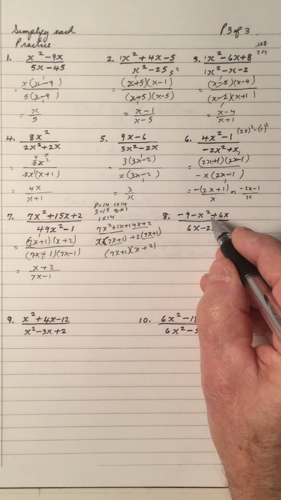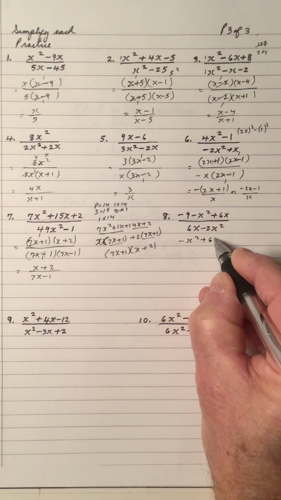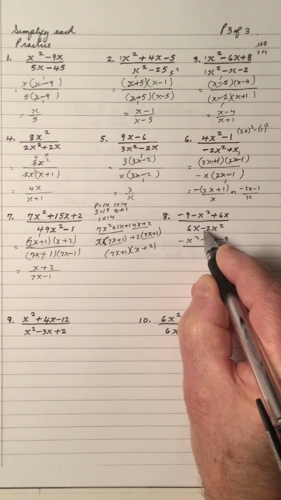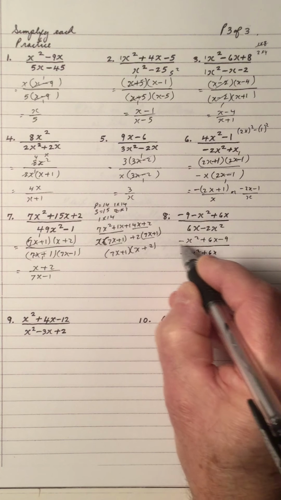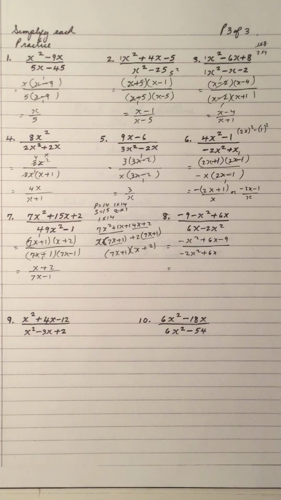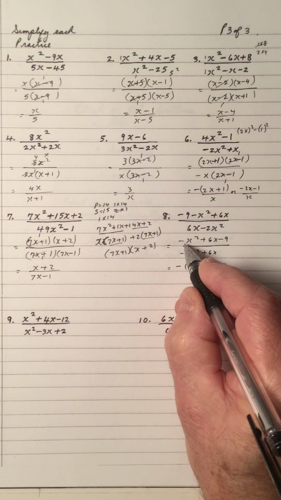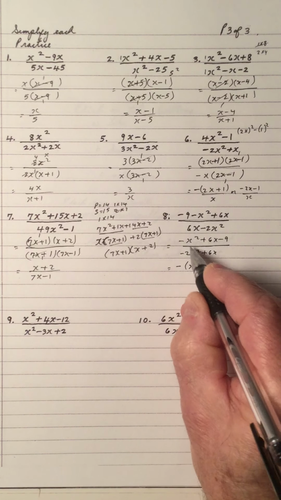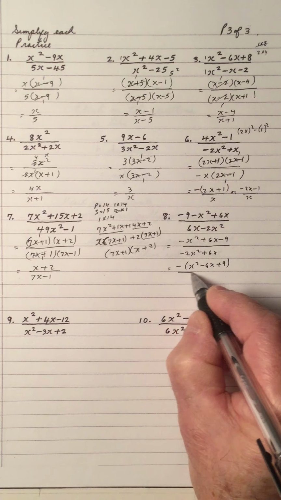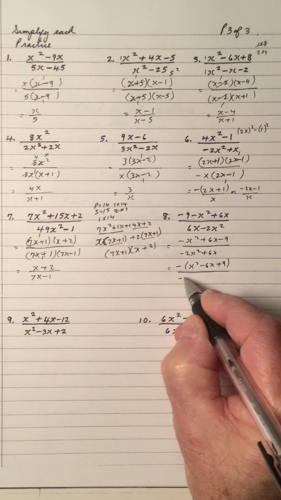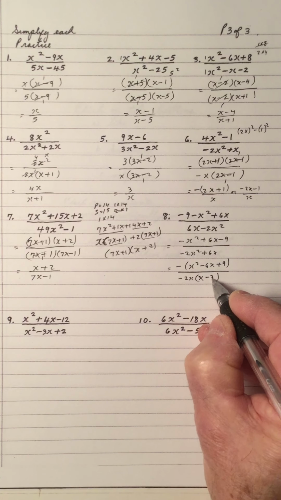Number 8, I got descending order, so I got a negative x squared plus 6x minus 9. The bottom is a descending order of a negative 2x squared plus 6x. I have to put it in descending order. Now, I take the negative out of the top. So when you take a negative out, the signs change. Positive, negative, and positive. I'm taking a negative out, but I'm taking a negative 2x out because that's the GCF. So that gives me x minus 3.